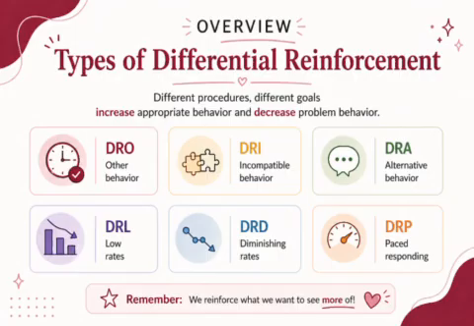These 6 different procedures are going to be used depending on what your goal is. The top 3, DRO, DRI, and DRA, are to eliminate a problem behavior, whereas DRL, DRD, and DRP are to lower the occurrence of the behavior. So it's still okay for the behavior to happen with DRL, DRD, and DRP. However, we need to lower how often it's happening. And remember, we want to reinforce what we want to see more of. That's going to be the main goal.